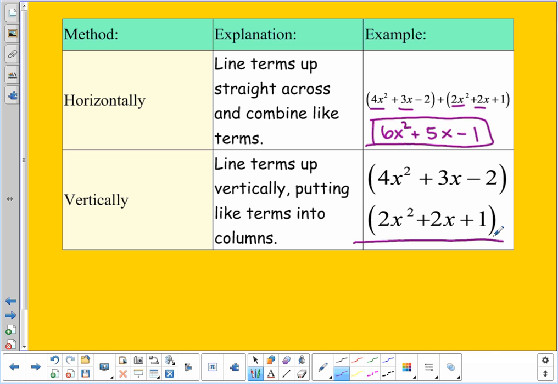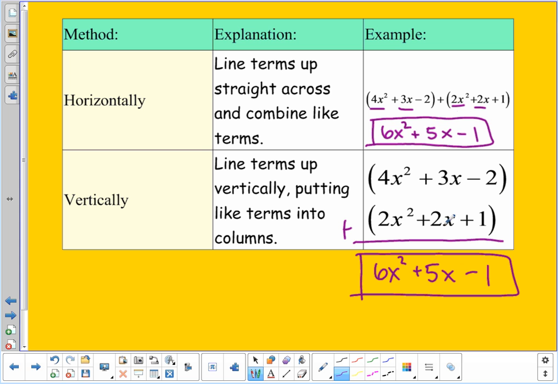So we can do it this way and add straight down. So 4x squared and 2x squared, that's where you can see that I get that 6x squared. 3x and 2x is 5x, and negative 2 plus 1 is negative 1.